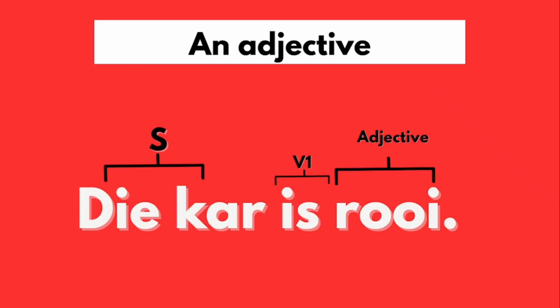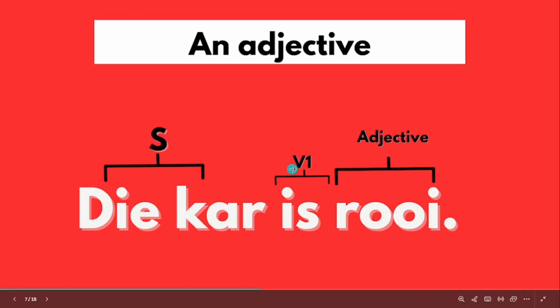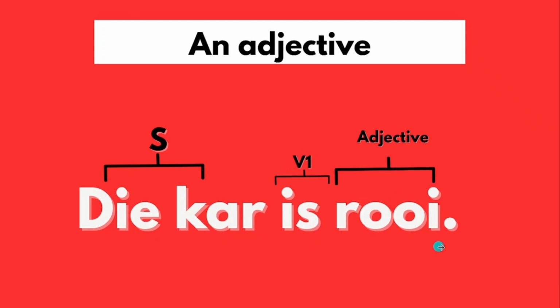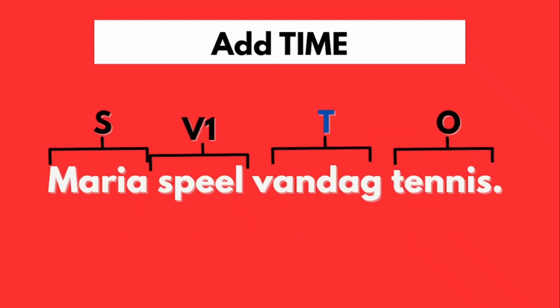Then this is a huge common misconception about sentences that look like this, and that's the fact that is can be verb 1, that's the first part. And secondly, die kar is rooi. Rooi describes die kar. Die kar is a noun. So in Afrikaans and in English, when something describes a noun, it's an adjective. Most students actually think that this is an object, but it's not the thing being done. It's just describing the car. So just be careful about knowing the difference between an object and an adjective.